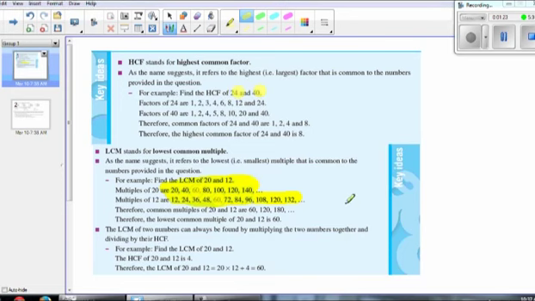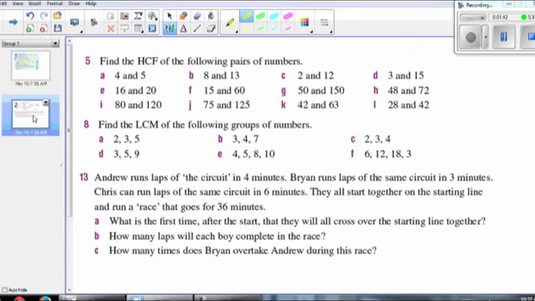So a good way to think about it is multiples go up. If you're looking at multiples, they will go up. They're higher than the two numbers that you're given. And if you're looking for factors, factors will be lower. Factors will be lower than the numbers in the question itself. So let's have a look at a couple of questions.